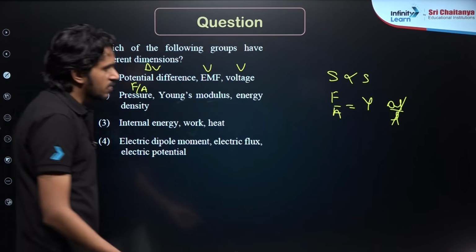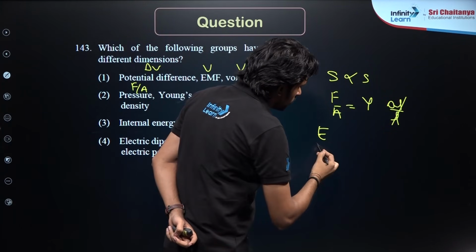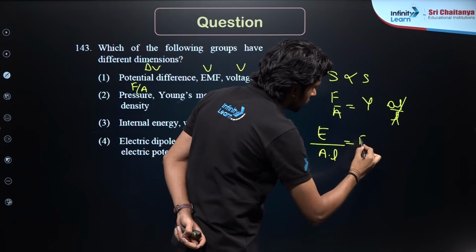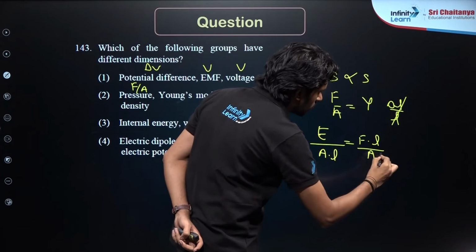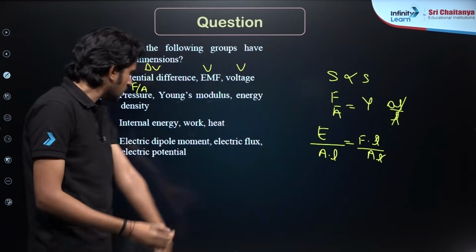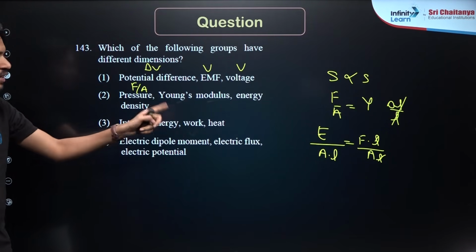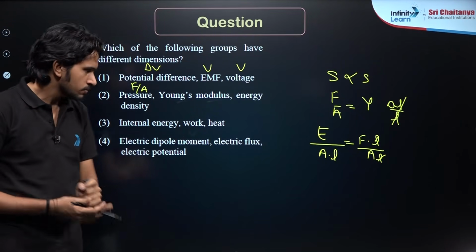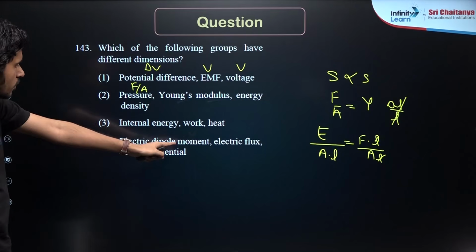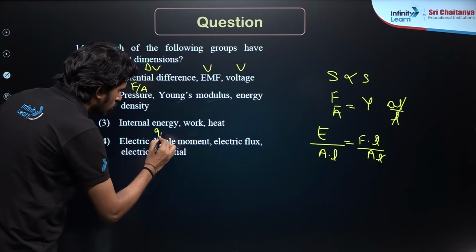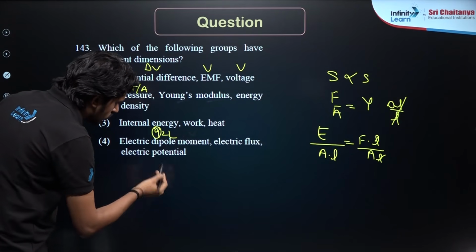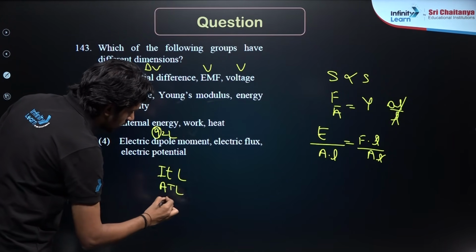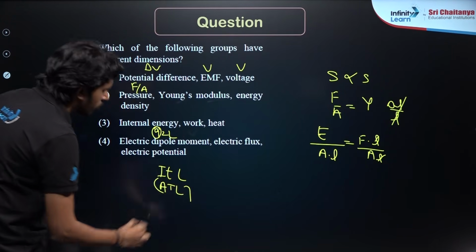Energy density means energy per unit volume. Volume could be written as area into length, and energy could be written as F into length upon AL. So that also has the same dimension. Okay. Internal energy, work, heat. These all are forms of energy. Then electric dipole moment, Q into L. That means Q is charge, which means current into time into L. So ATL, that's the dimension for this.